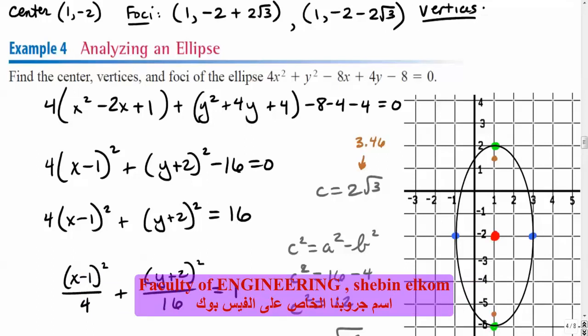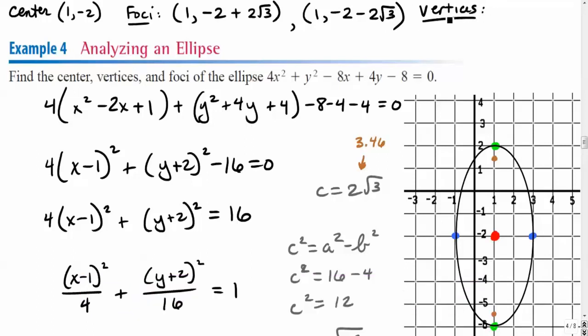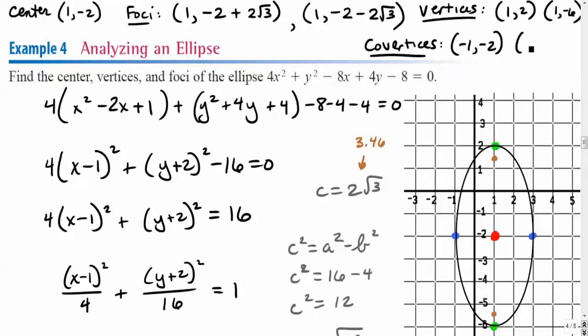Our vertices are the endpoints of our major axis. And those are pretty simple. Those are in green, 1, 2, and 1, -6. Our co-vertices are in blue. Those are the endpoints of our minor axis, -1, -2, and 3, -2.